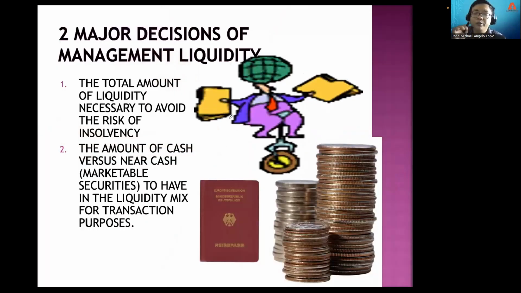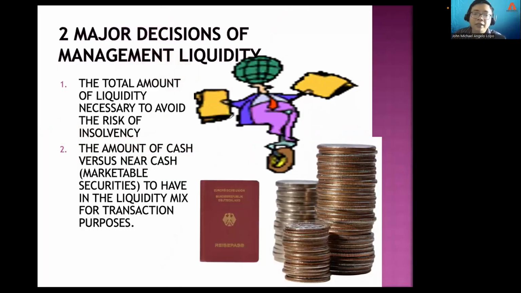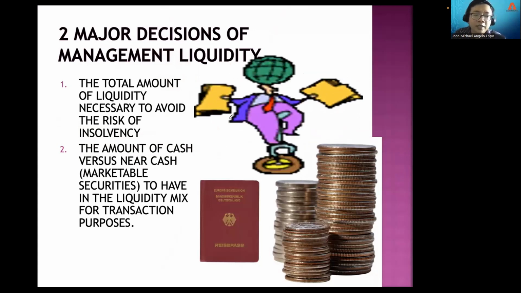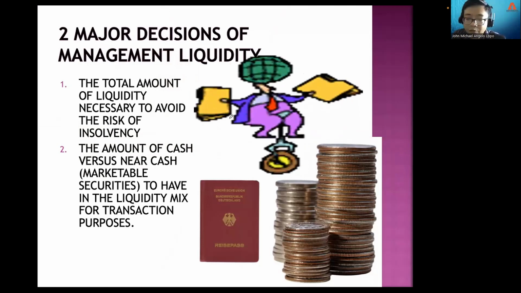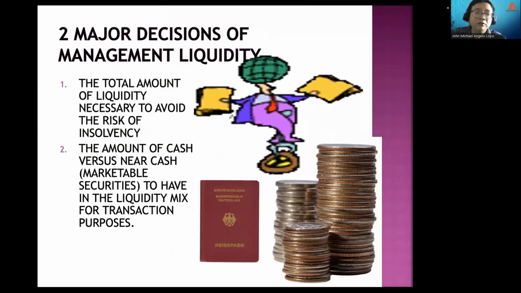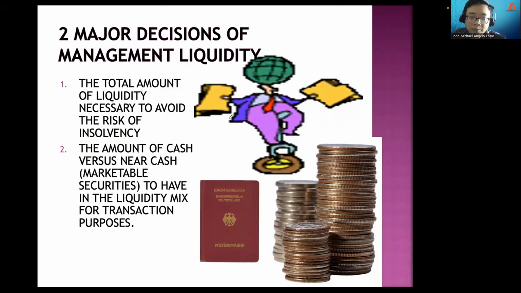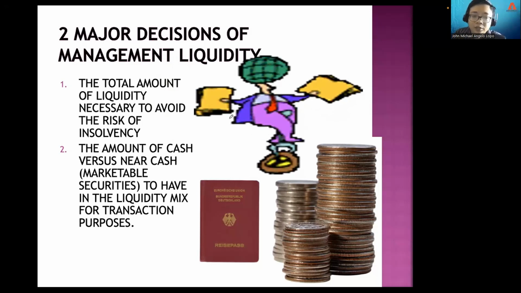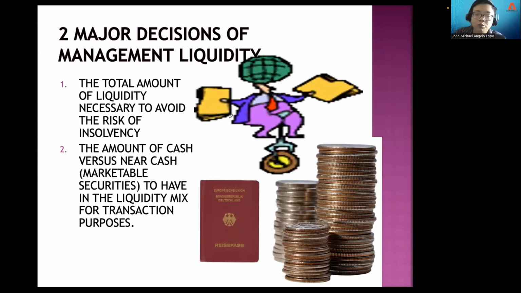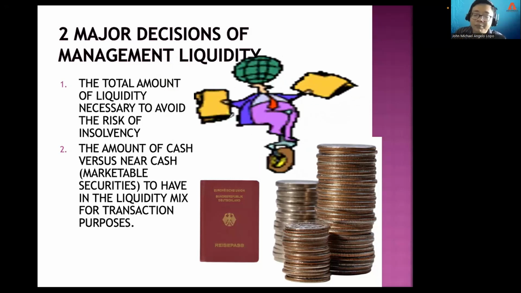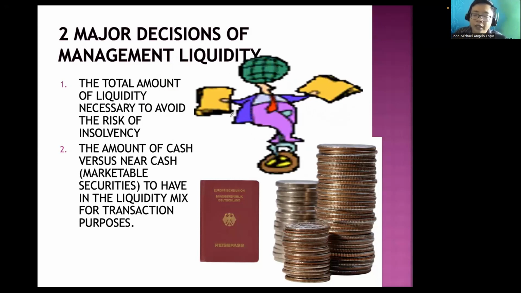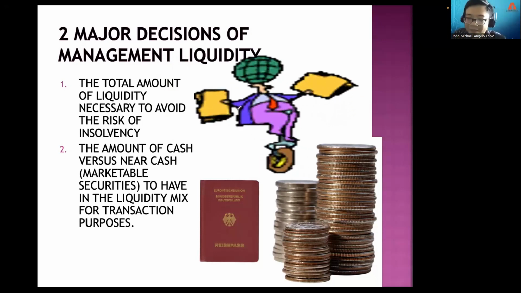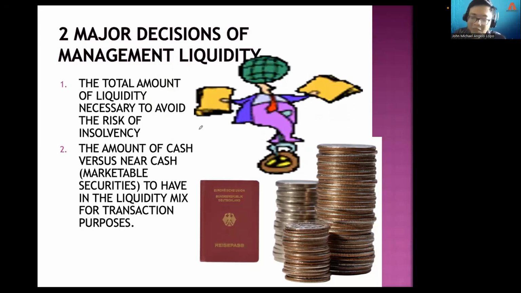So what are your two major decisions when we talk about liquidity management? The total amount of liquidity necessary to avoid the risk of insolvency, or the amount of cash versus your marketable securities. To have liquidity, as I told you, as much as possible you should have enough cash to pay your obligations. That's the main goal of your working capital. That's why the word liquidity keeps repeating. Did you notice? It's all liquidity, liquidity, and liquidity.